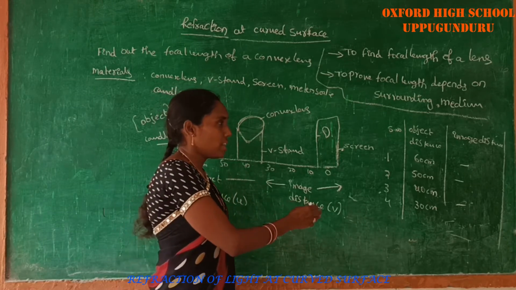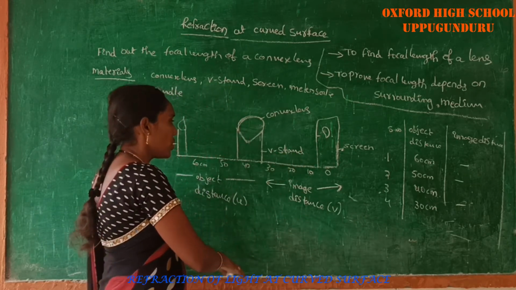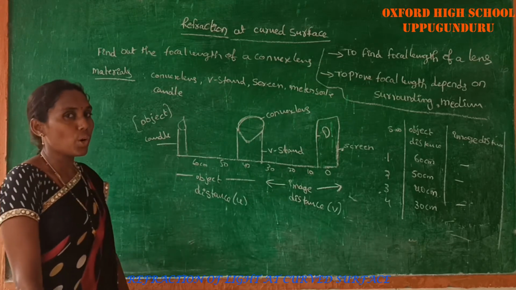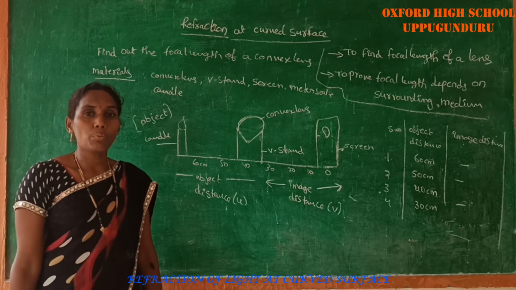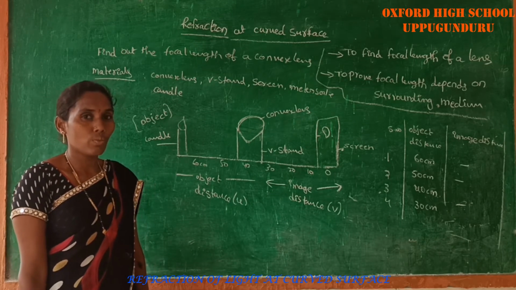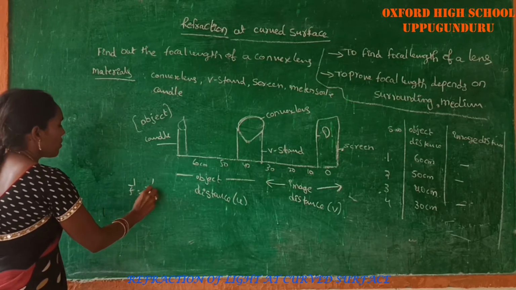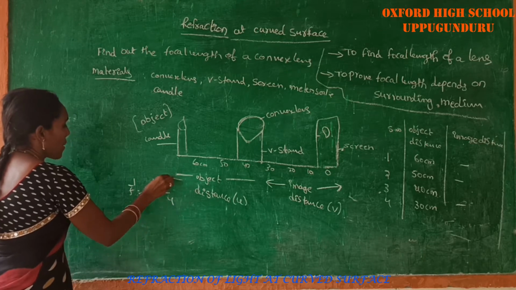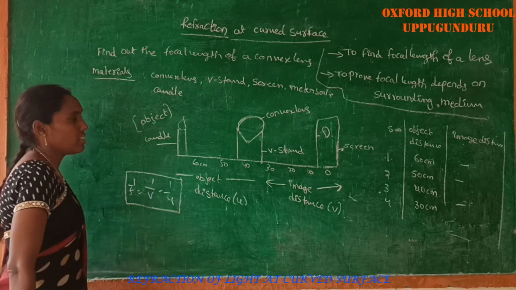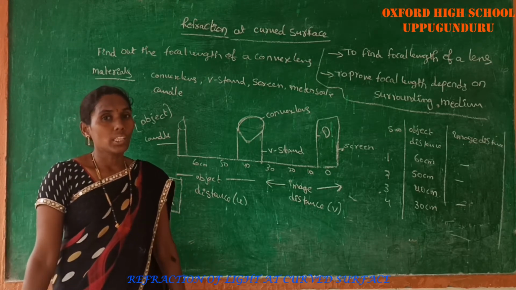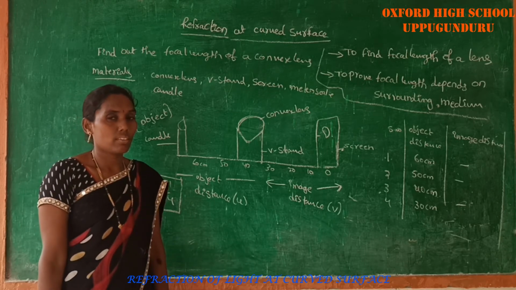By using the image distance and object distance, we can find out the focal length of a convex lens. What is the formula to find out the focal length of a convex lens? The formula is 1 by f is equal to 1 by v minus 1 by u. By using this formula, we can easily find out the focal length of a given convex lens.